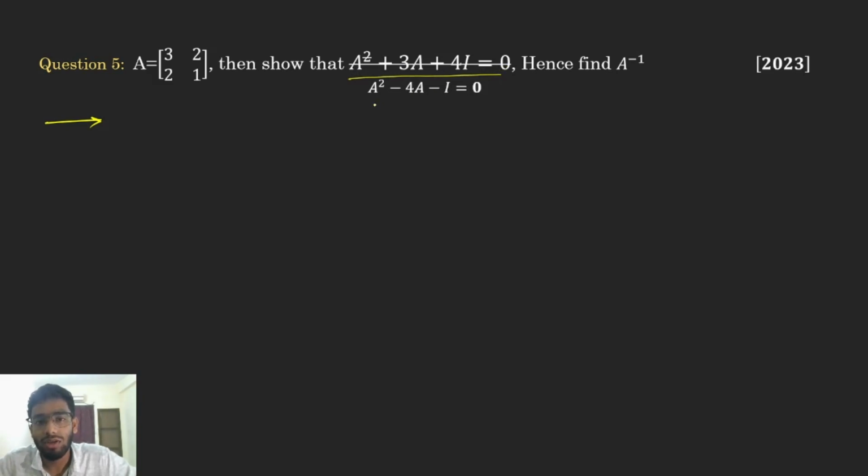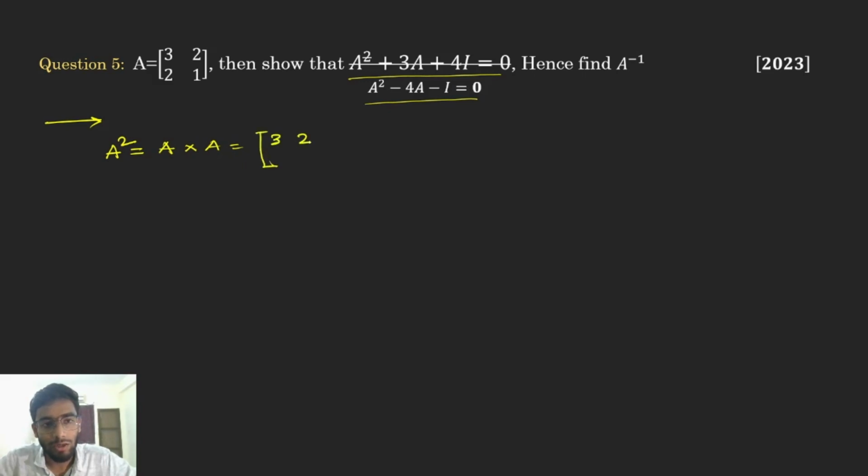So the correct equation will be A square minus 4A minus I, where I is the identity matrix. Since A is a 2 by 2 matrix, we are considering I also as a 2 by 2 identity matrix. So considering this equation, we are going to solve this particular question. Since we have A square on the left hand side, first we have to calculate A square, which is nothing but A multiplied by A.